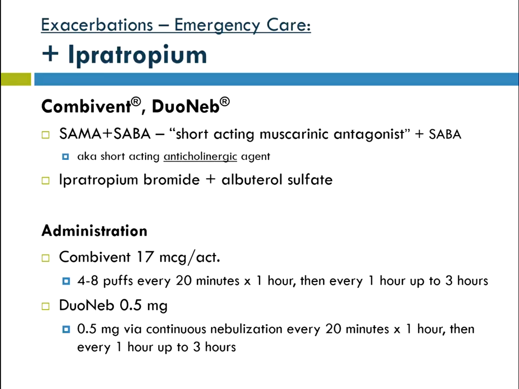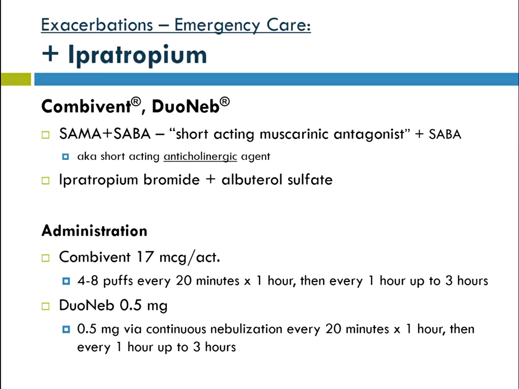What other drug do they also need in this emergency setting? A SABA. So let's get a combo drug and save us some additional administrations, okay? So we have Combivent and DuoNeb. So now we have this SAMA plus a SABA, short-acting muscarinic antagonist plus the short-acting beta agonist. These are also known as anticholinergic agents. So I know you guys have probably already heard that, muscarinic, anticholinergic, et cetera. Just make sure that you don't forget it.